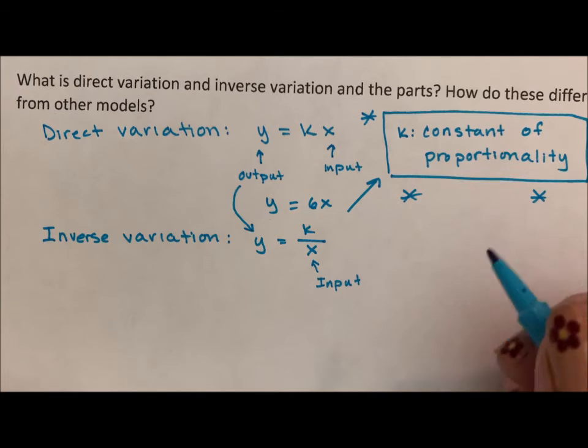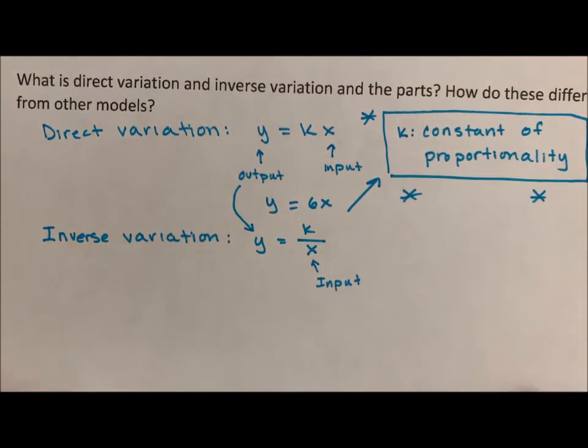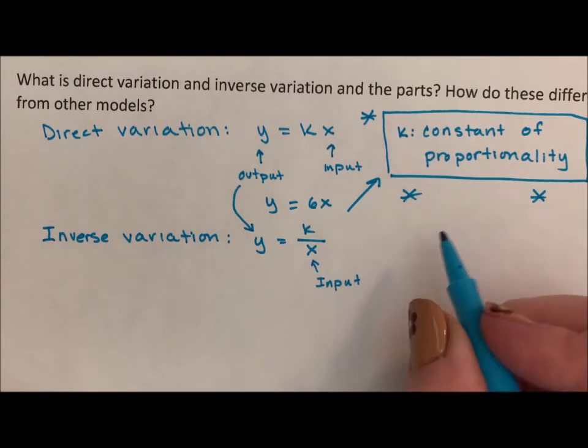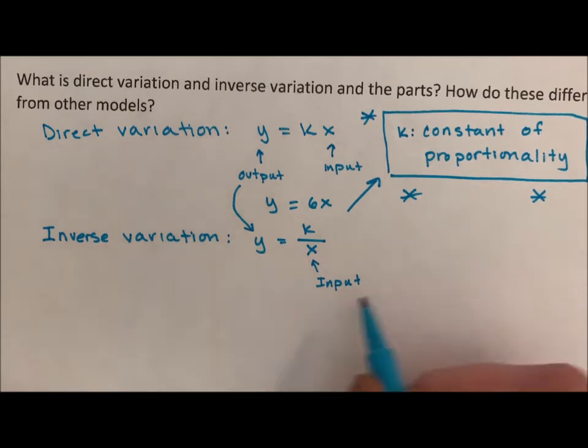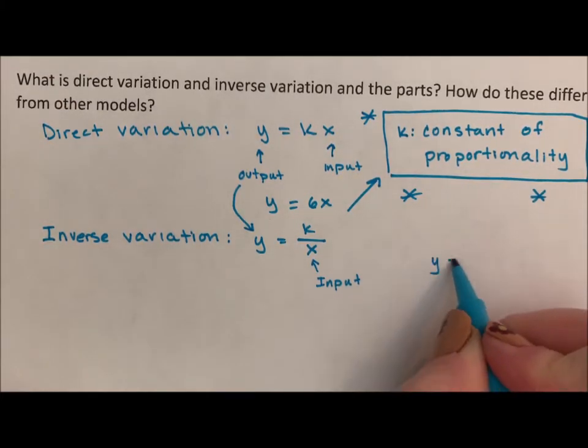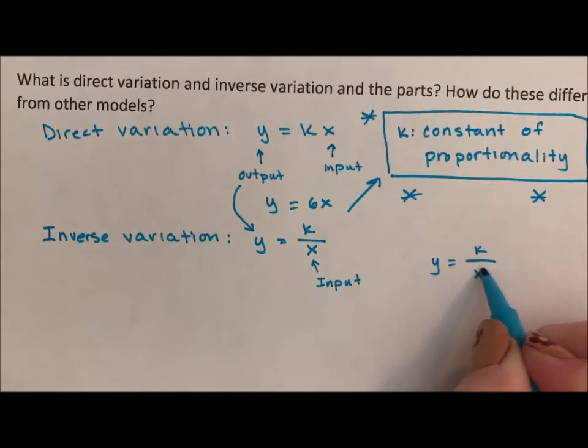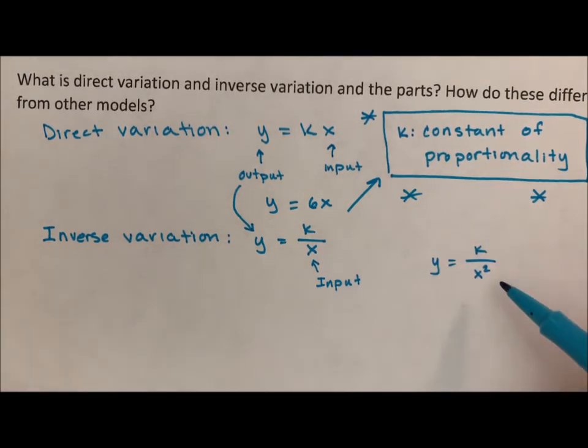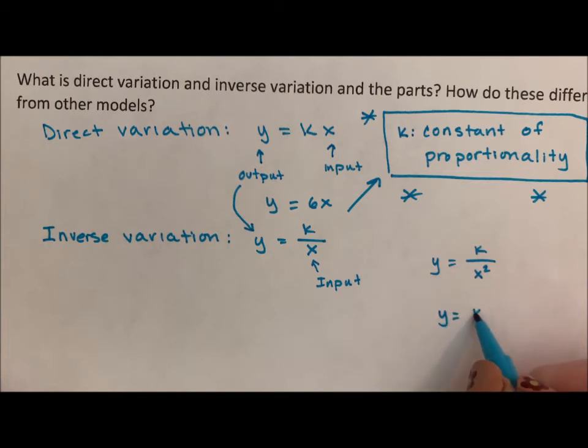They can be more complicated. You can have it where you vary with a square root or a squared. You can have y equals k over x squared. You can inverse with the square of x. You can directly vary with the square root of x. I'm not saying they have to be simple.